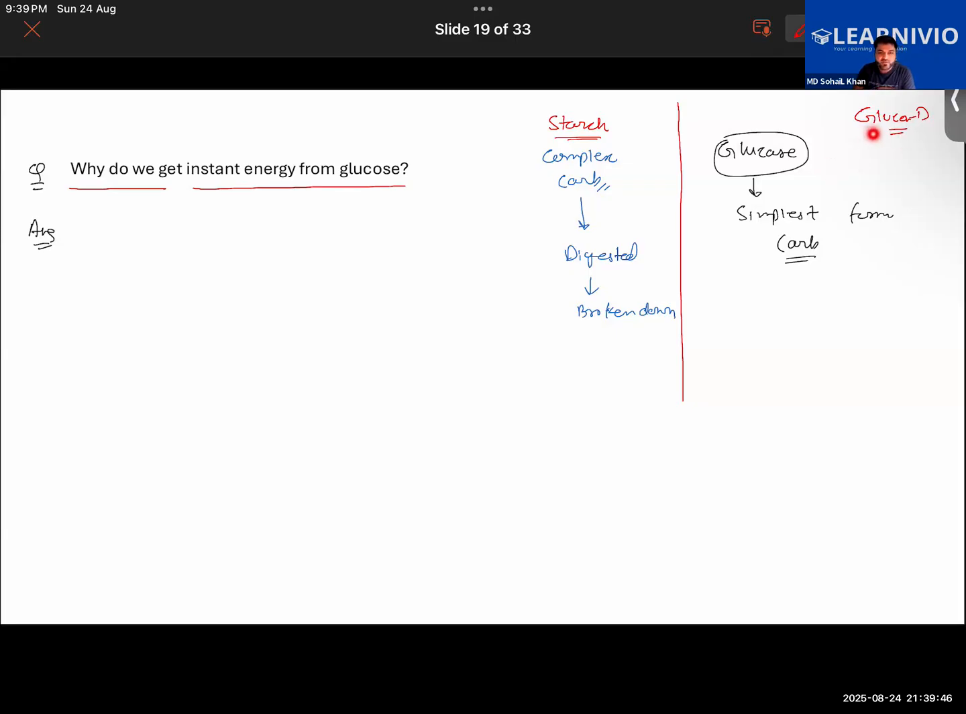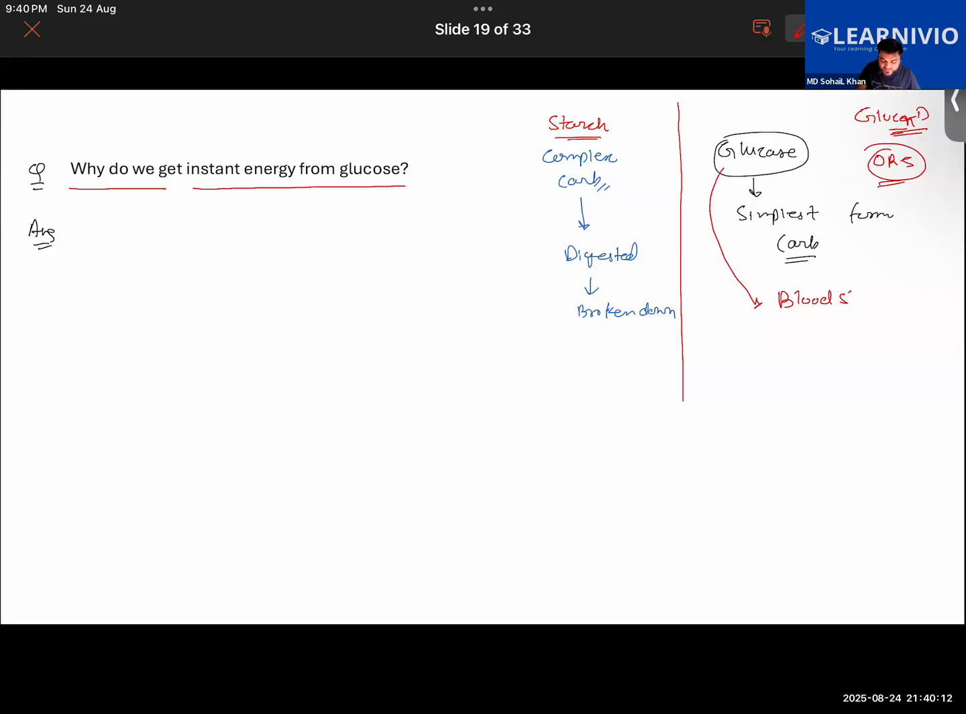So when we drink a glucose solution like Glucon-D, you have heard about Glucon-D, right? No, but I've heard of ORS and other drinks which give you instant energy. Like oral dehydration solution, they contain glucose, and it is quickly absorbed directly into the bloodstream. This glucose directly gives you instant energy.